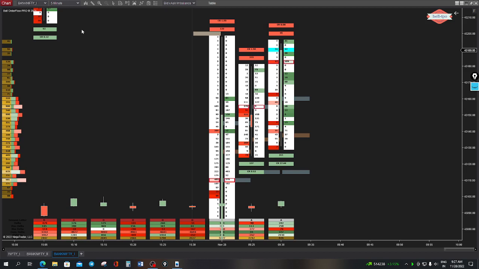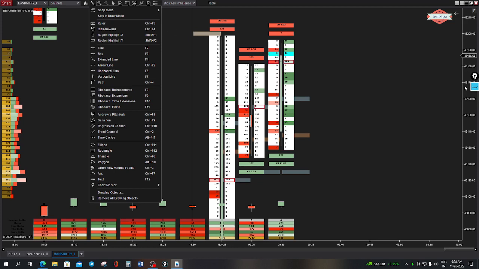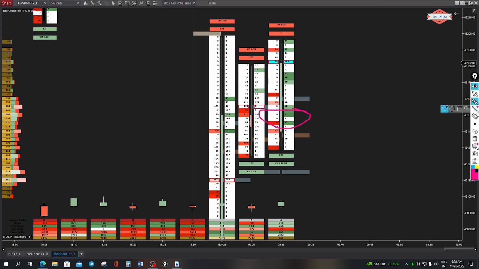If the day high is taken out, another 100 points is expected. This is another buy order. Although I have taken a trade, my trade entry is here, my stop loss will be here.